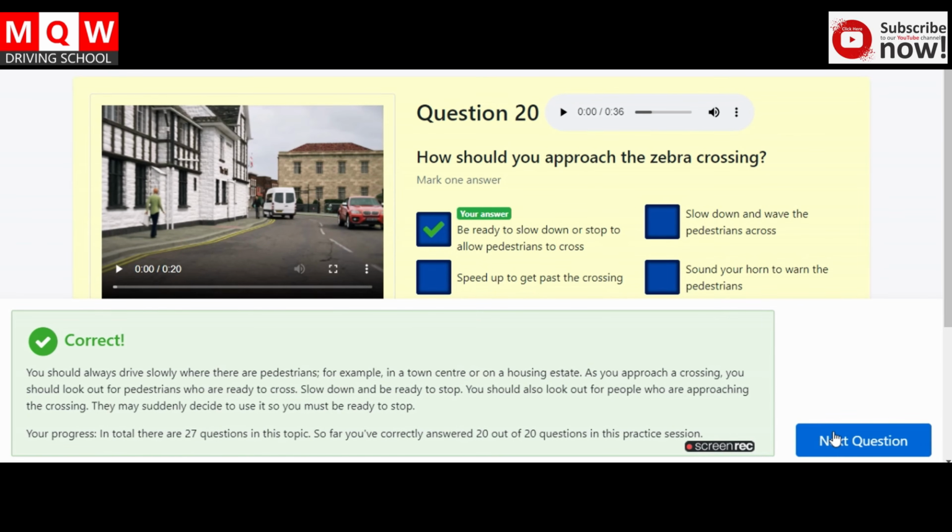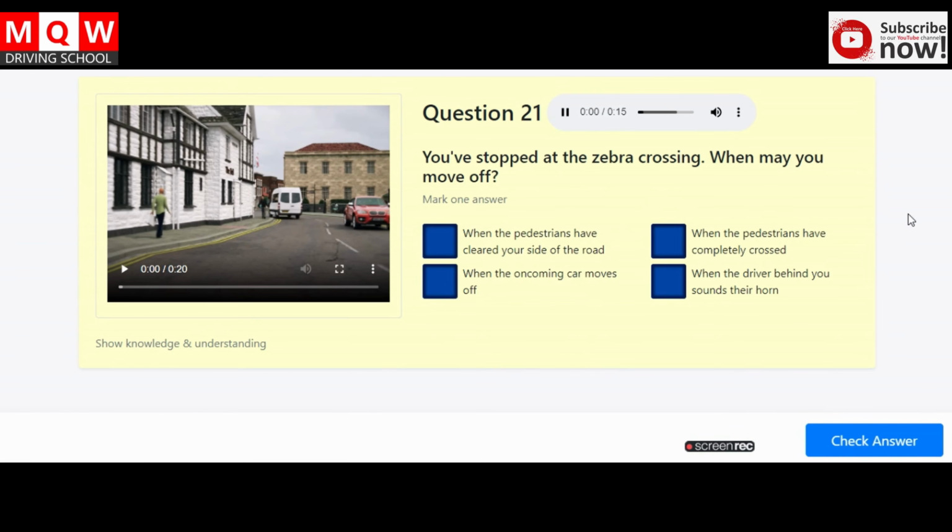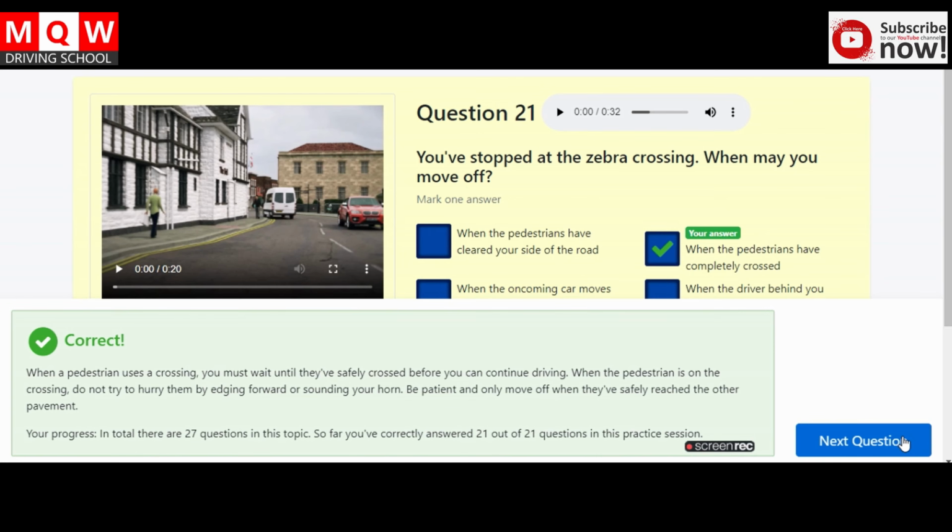Next one. So listen. You've stopped at the zebra crossing. When may you move off? When the pedestrians have cleared your side of the road. When the pedestrians have completely crossed. When the oncoming car moves off. When the driver behind you sounds their horn. Again, you don't sound the horn, and when the other car moves off, you can't move off with them. And when pedestrians clear from your side, this is not the thing. You let them complete the crossing. Okay, that's your answer.